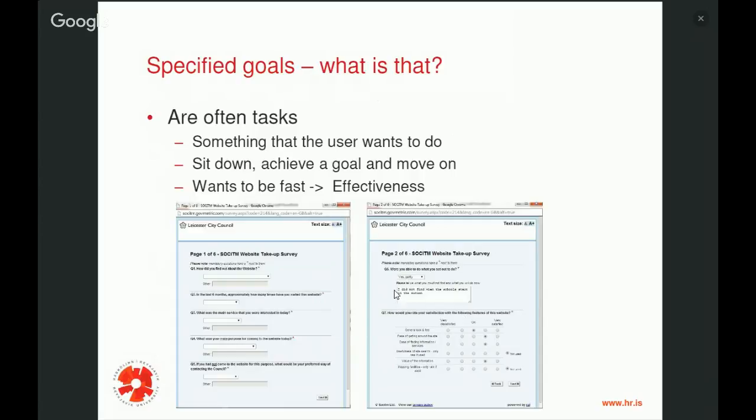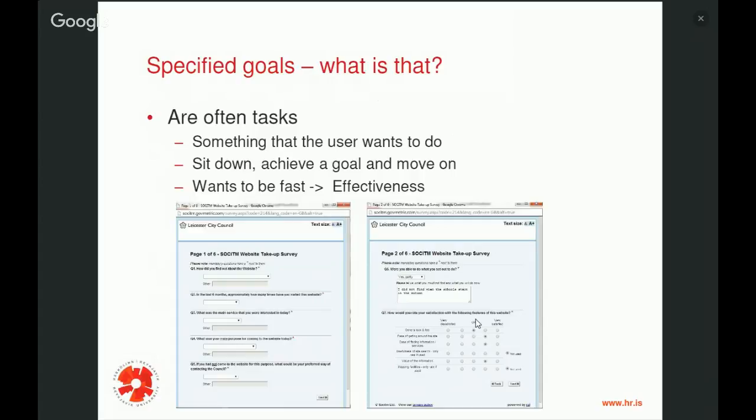And I told them, I did not find what I wanted to do when the schools... And here they are actually checking the satisfaction. How would you rate your satisfaction? So this could also be measured with a small survey like this. This was from Leicester City Council.